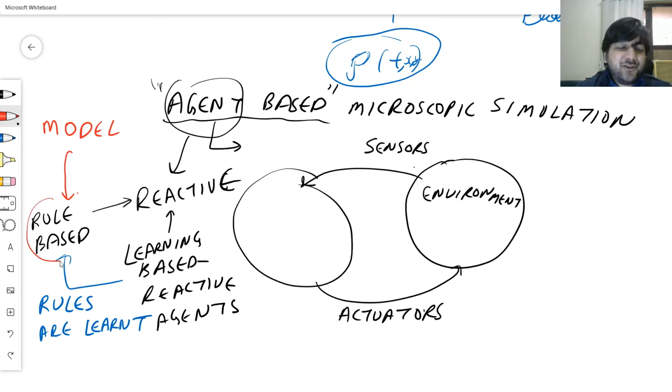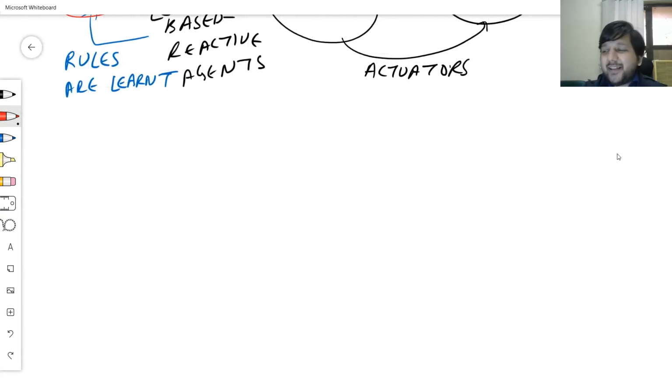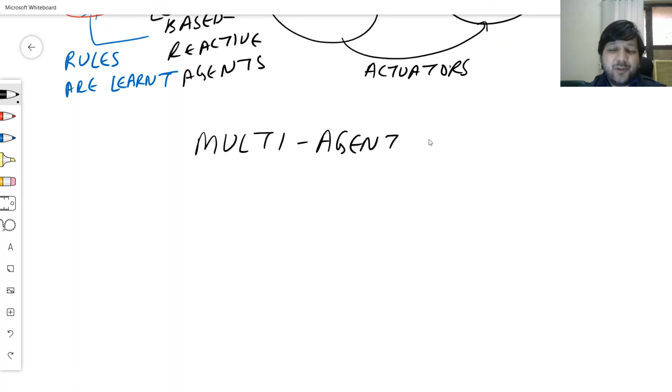Our primary intention will be to make rules which make the agent operate in this world. Now, here we do not have just one entity. Here we do not have just one agent. We have got multiple agents. So, more specifically, we will be looking at multi-agent simulations.